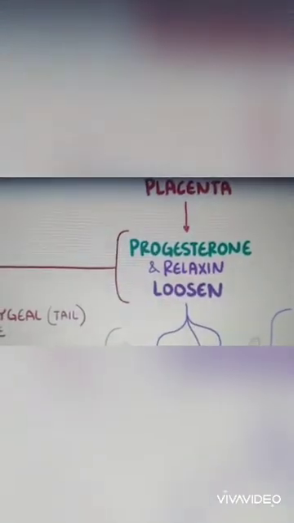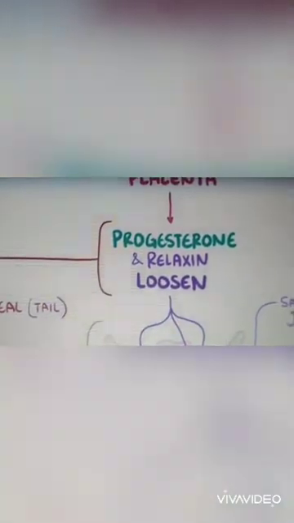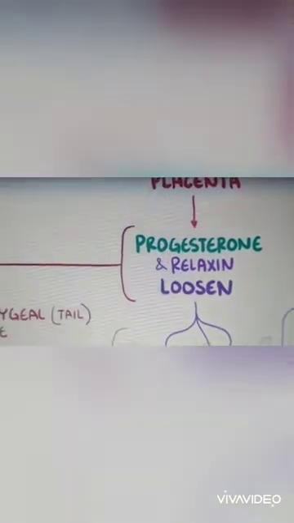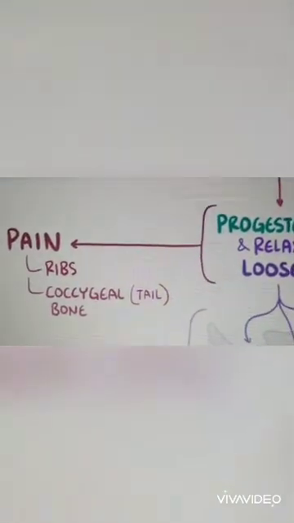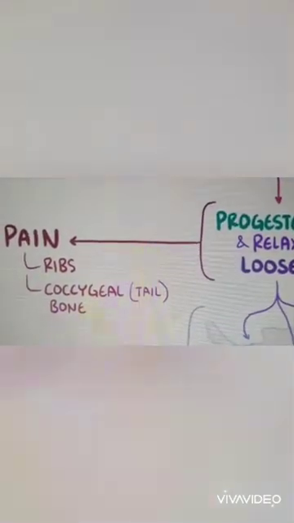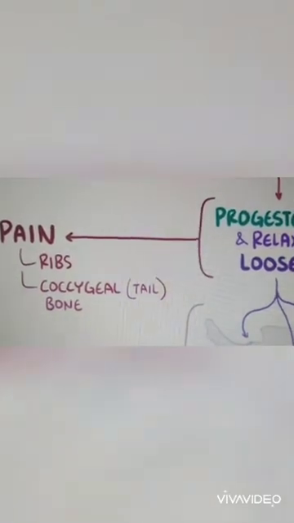Once the placenta releases progesterone and relaxin hormones, they will loosen the bones, and this causes pain in the ribs and the coccygeal bone, which is known as the tailbone.